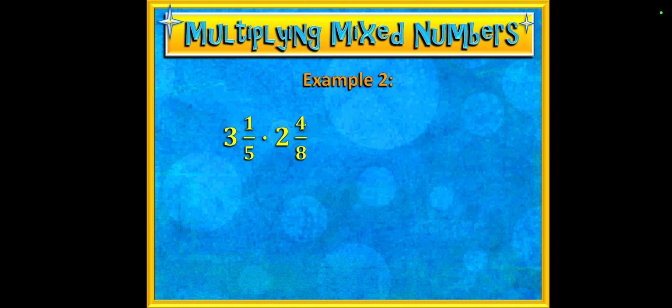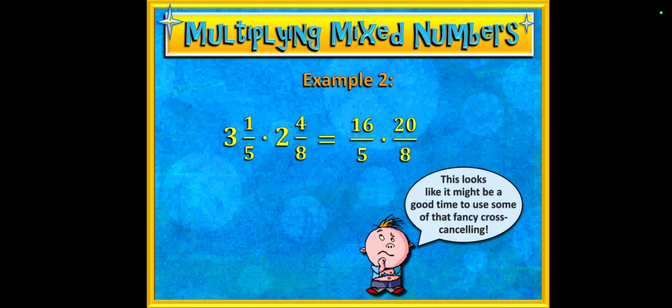This time, we have 3 and 1/5 times 2 and 4/8. So what are we gonna do? 5 times 3 is 15, plus 1, it's 16/5. Times 8 times 2, it's 16, plus 4, it's 20/8. Yes, Sparky is saying something to us.